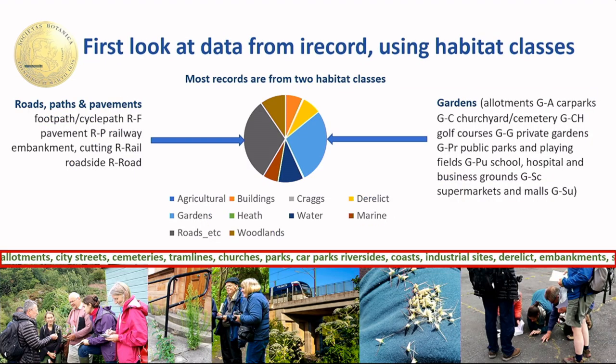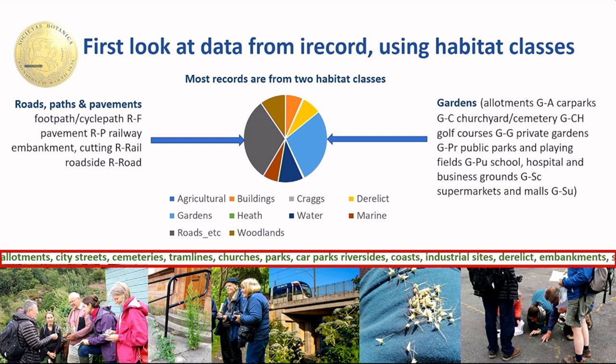And there are enough records now to be able to think about what is it we've got. We must look back at the data and say, how well have we done? And you can see that most of our records come from the category that we call roads, paths, and pavements, shown here. And this has various subcategories, one of which is railways and roadsides, footpaths, cycle paths, all the things that are routes through which people travel.